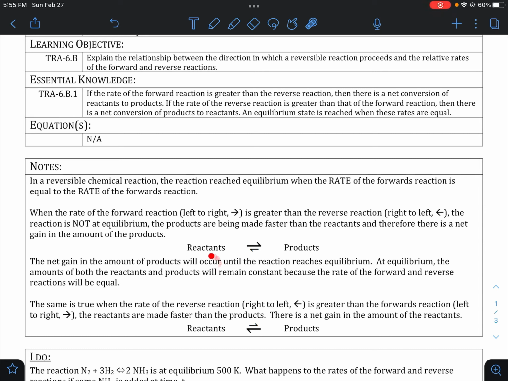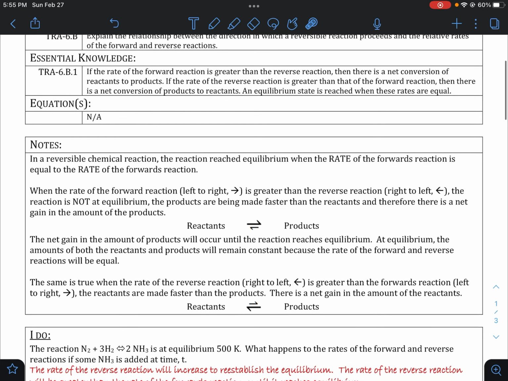Now, if we have a greater forward reaction, that means there's going to be a net gain in the amount of products. So again, for example, if we start with 100 and we push 50 back over here, the products may only push 25 back. So we have ultimately gained more in the products.